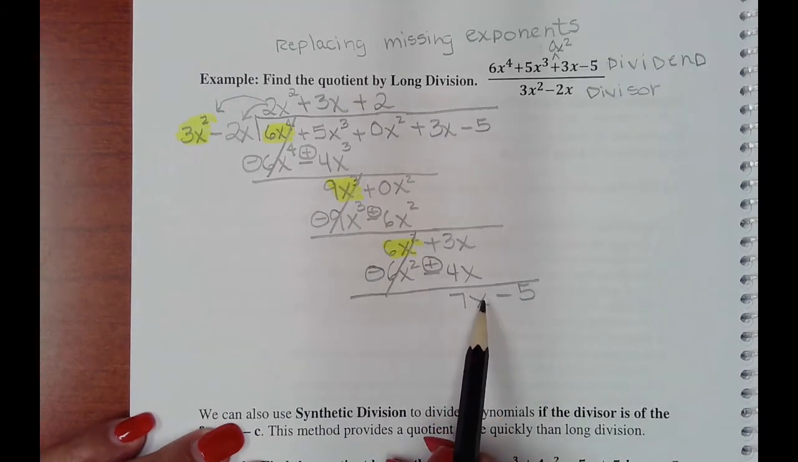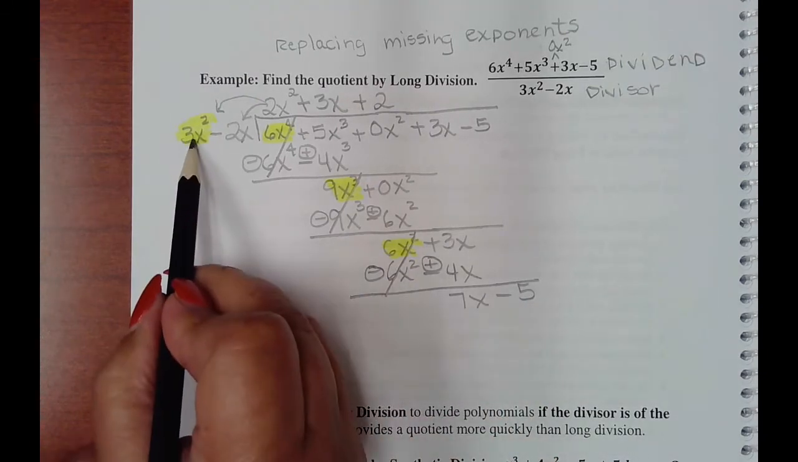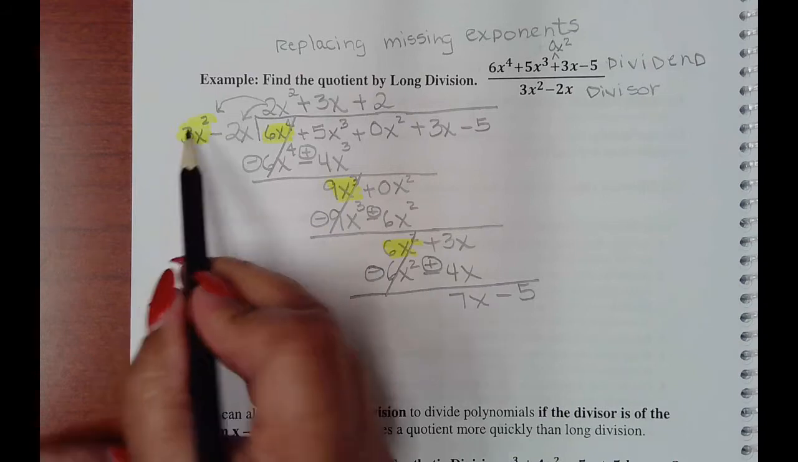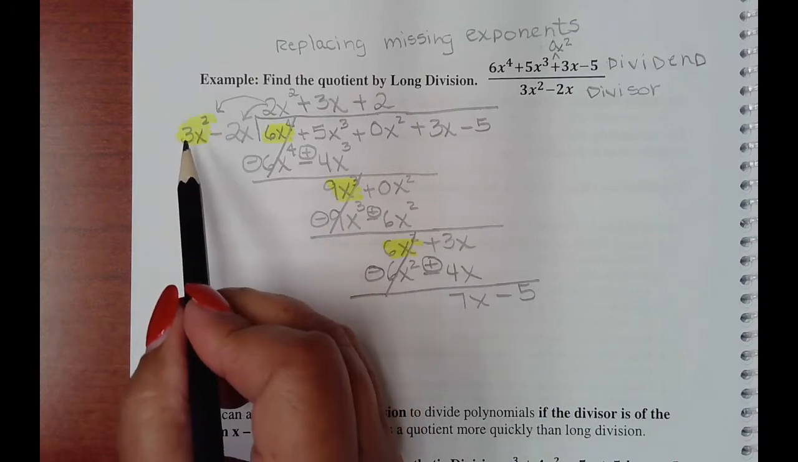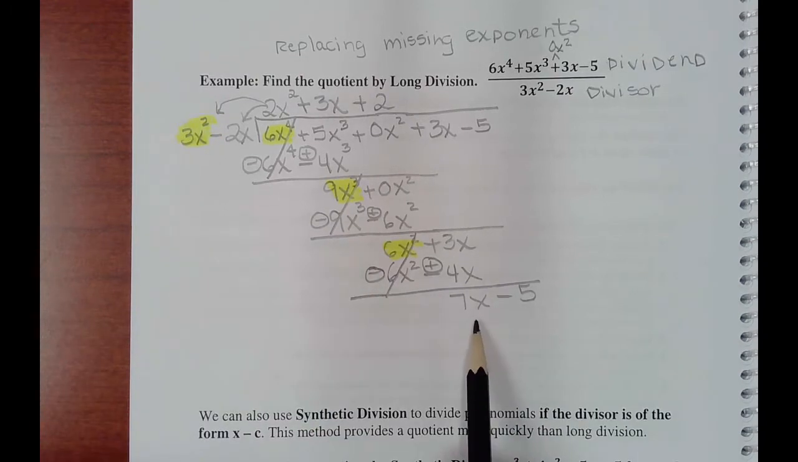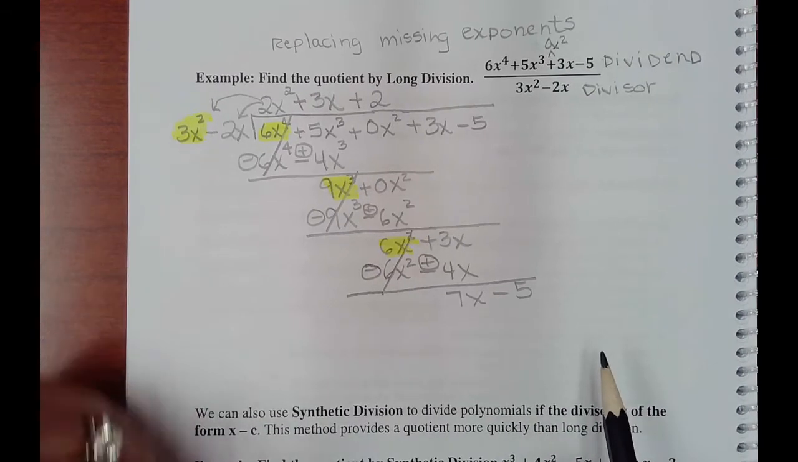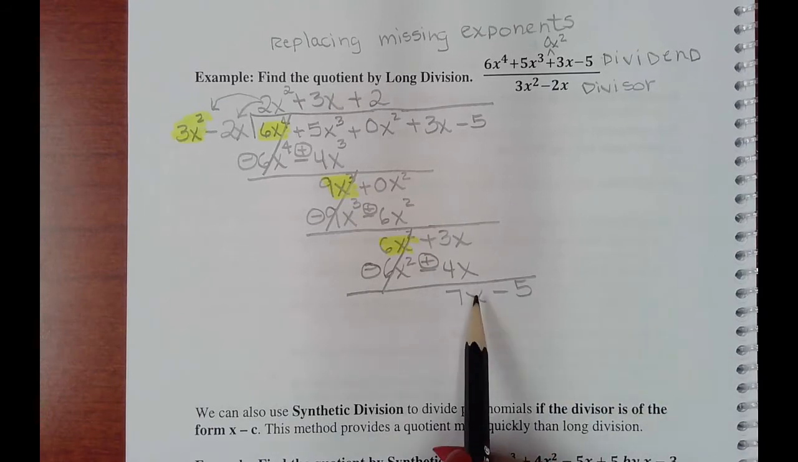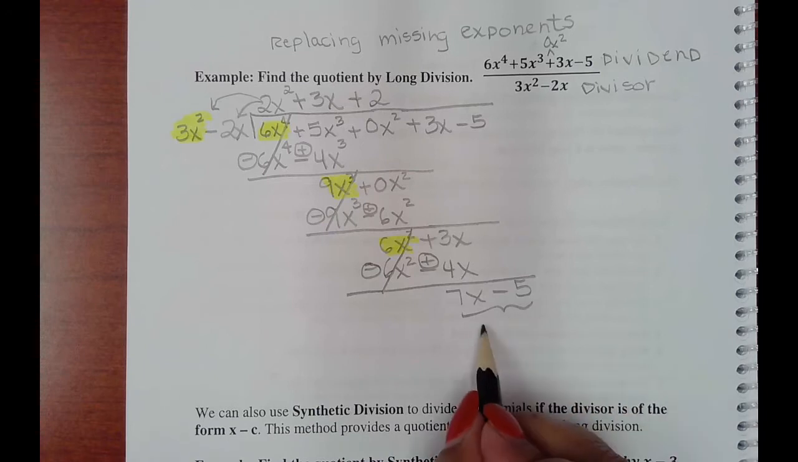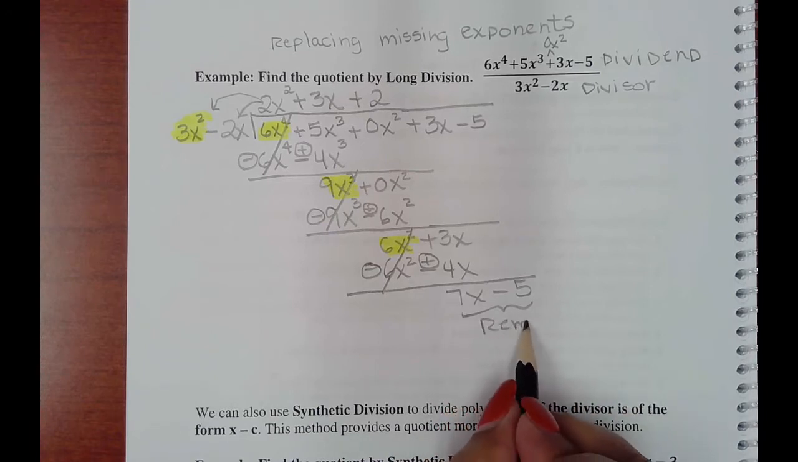Okay, when the degree here is lower than the degree here, there's no way to go any further, because what could you possibly multiply by that's going to bring it down to first degree? You're not allowed to use negative exponents, so you stop here. When the degree here is less than the degree here, stop. This would be the remainder. It just happens to have a variable in it.